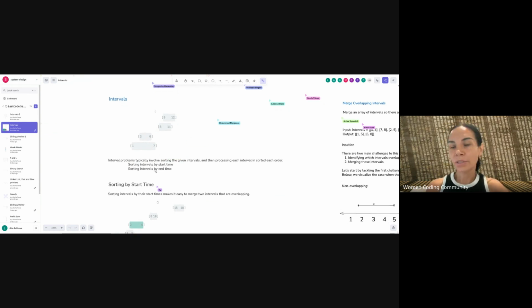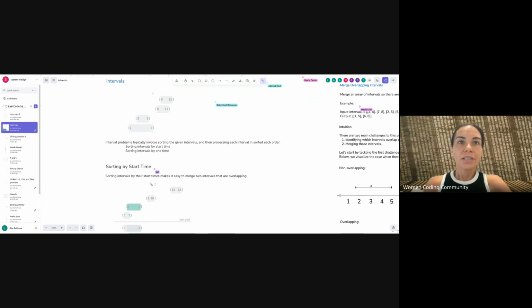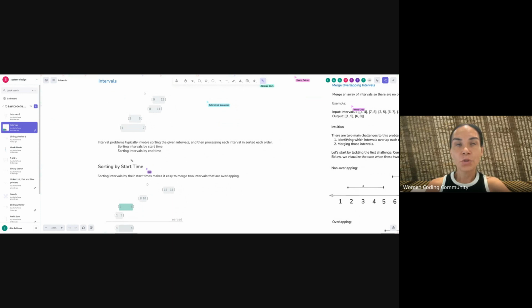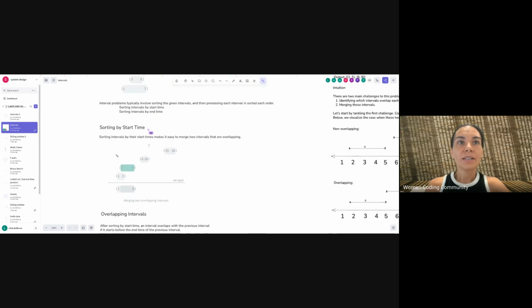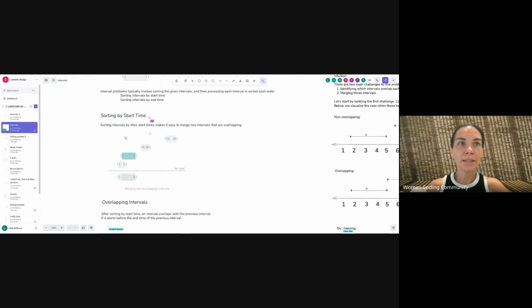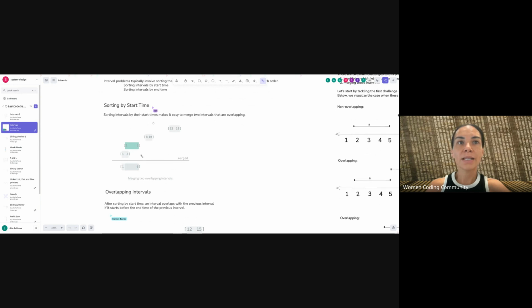And different tasks ask what needs to be done with them. So usually intervals could be sorted by start time or by end time. Let's figure out what sorting by start time is. Sorting intervals by their start time makes it easy to merge two intervals that are overlapping. So we have these intervals, and they are sorted by start time at this moment.